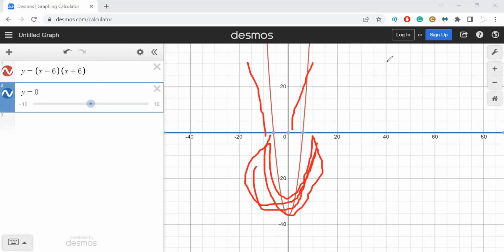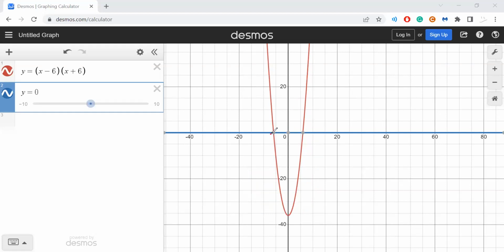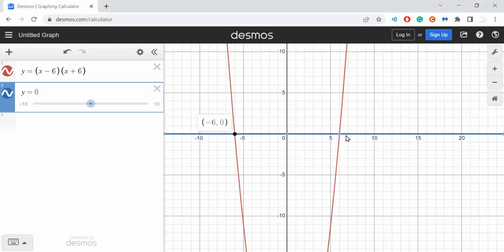Then when we ask for less than or equal to 0, what are we actually asking? We're asking, please look at the parts that are below. And what is the range of x values that correspond to the part that is below? So let me just zoom in. I think you can see it's from -6 to +6.